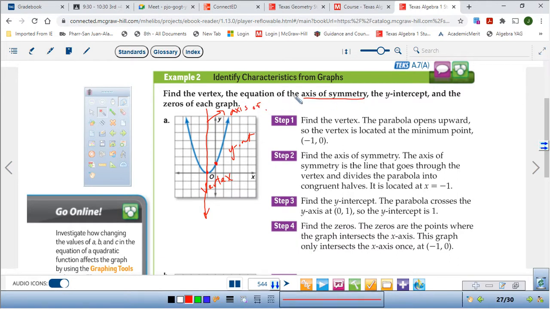How about this? The y-intercept's found out there. Why is it the y-intercept? It's because it's where my graph crosses the y-axis. There's zeros. There's only one zero right here.